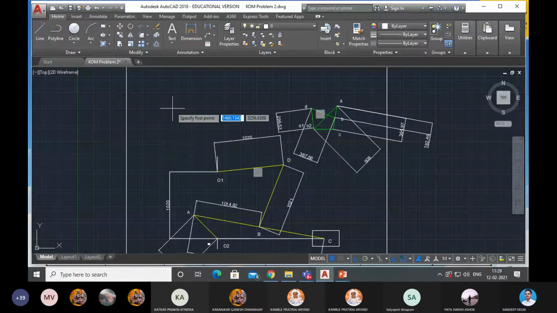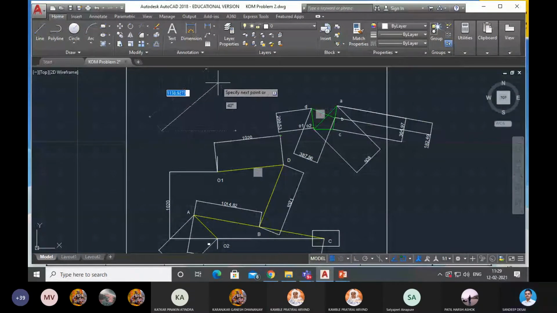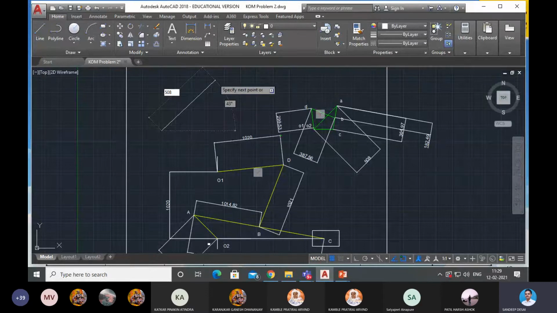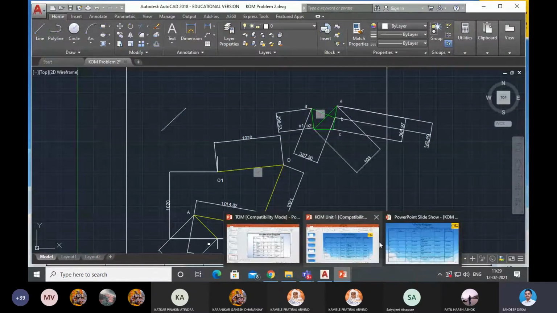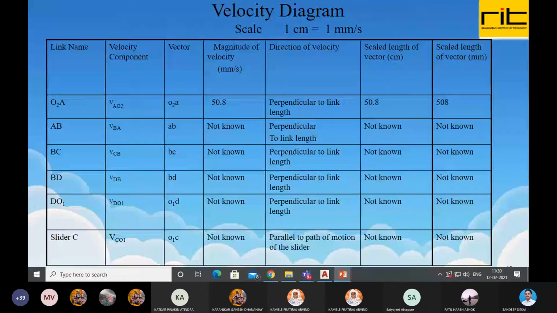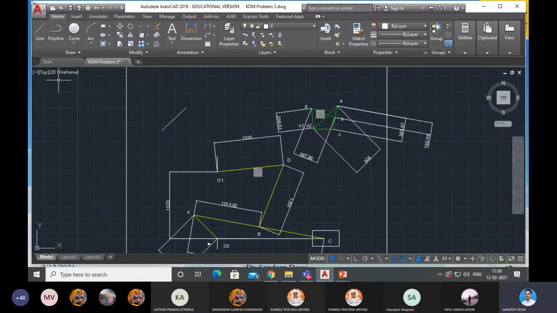So let us draw a vector equal to 508. Why in the vertically upward direction? Because the direction is clockwise here. The direction of rotation of the crank O to A is clockwise, so it is upward. Therefore, this is drawn in the upward direction.